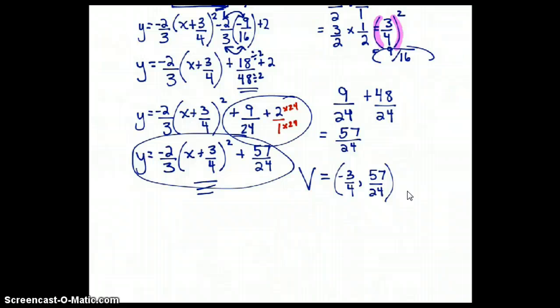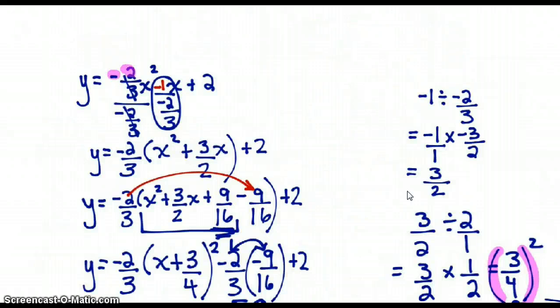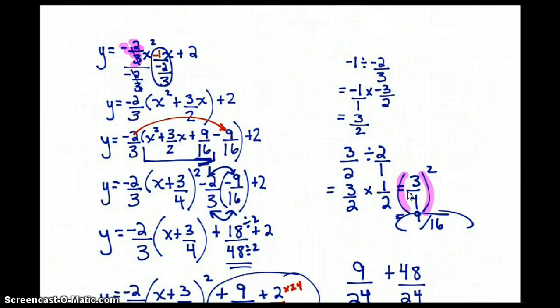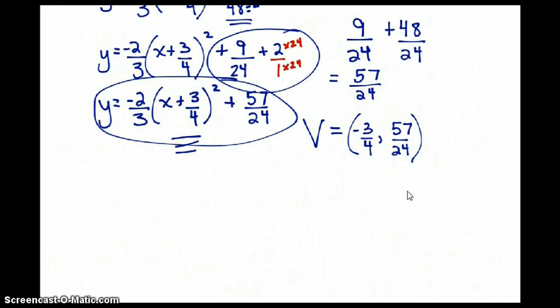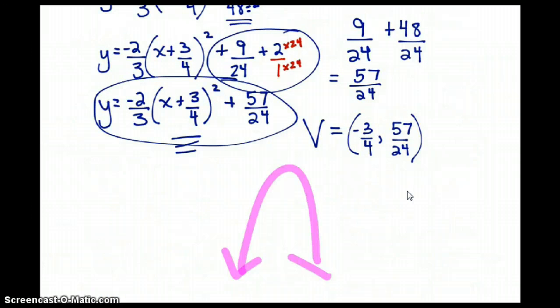And because this parabola is opened downwards, and I know this because in the original question, the a value is equal to negative 2 over 3. And since it's negative, this means that your parabola will be opened downwards. So we're just going to sketch that real quick. When a parabola is opened downwards, it means that it has a maximum.